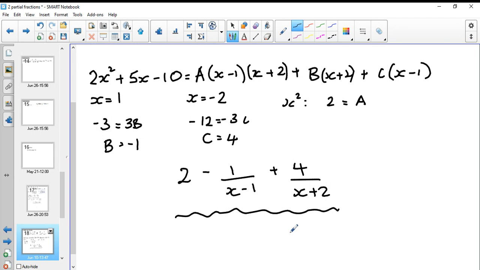Right, that's the end of the first part. In the second part, I'm going to look at some slightly harder ones where there's a cubic on the top.